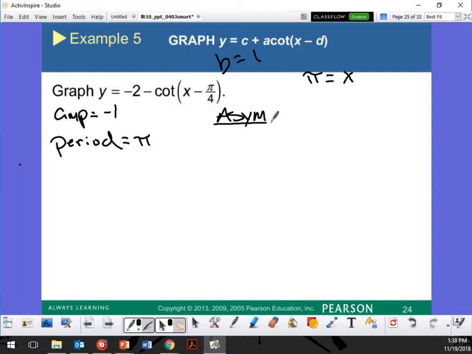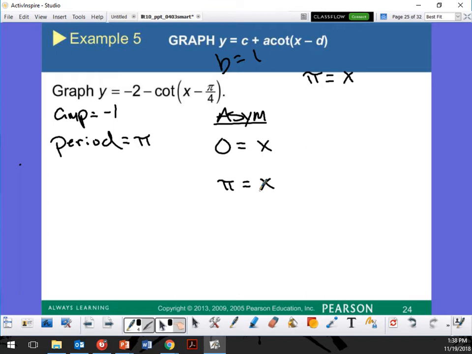So for cotangent, where are my asymptotes at? 0 and pi. So 0 equals bx, so this one's going to be 1x, right? And pi is equal to 1x. There we go.